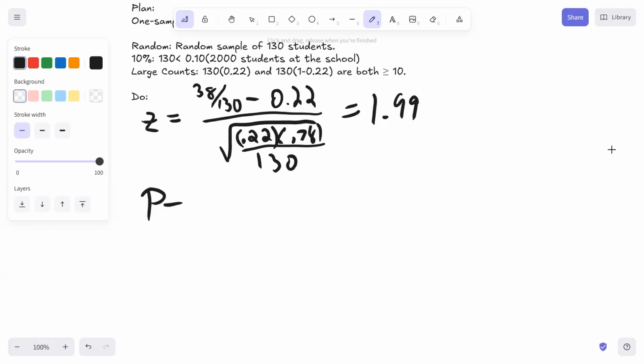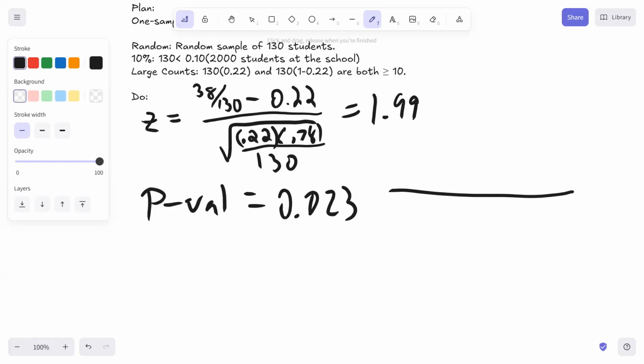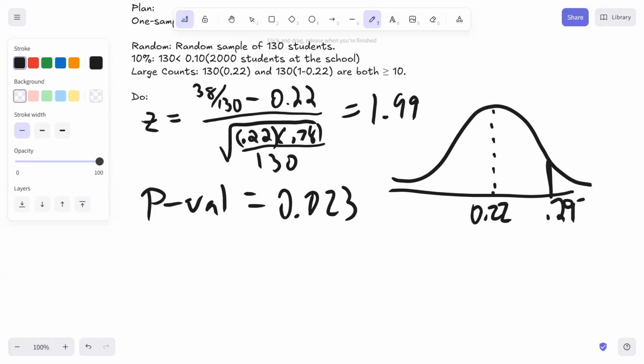So the p-value, based on a z-score of 1.99, is going to be 0.023. If you draw the graph, you would have the normal probability, the mean of 0.22, and you'd be up here at a z-score of 1.99, which is 0.2923. That's what the sample proportion would be as a decimal, and we'd shade to the right to show that.